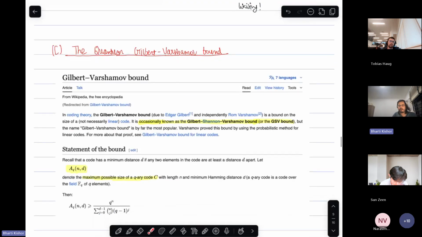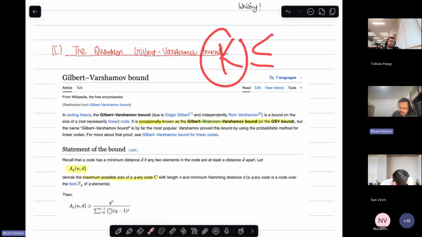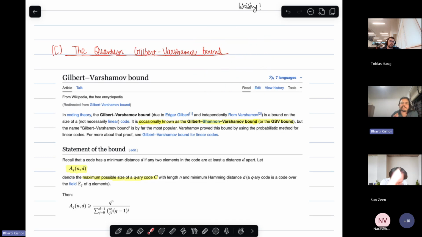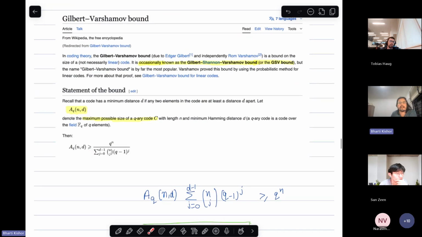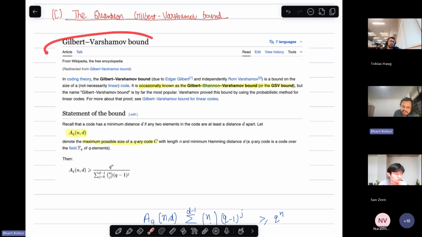Now next is the quantum Gilbert-Varshamov bound. So far we said that the encoding rate will be less than or equal to something. We were giving an upper bound on the size of the code space, right? It was like a k less than or equal to kind of a relation. But now you can give some kind of a lower bound. And with this lower bound, we say that certain kinds of codes are possible.